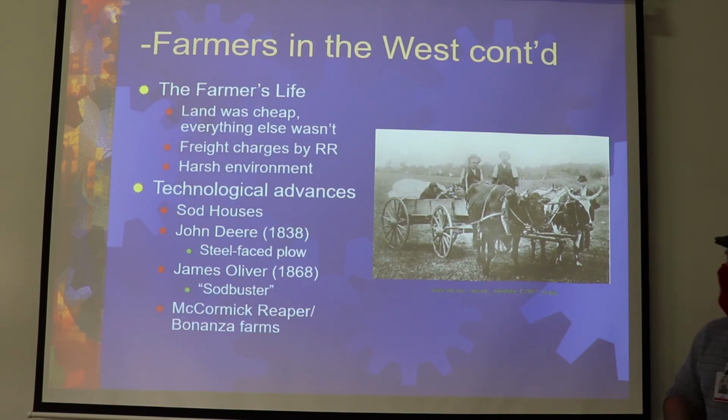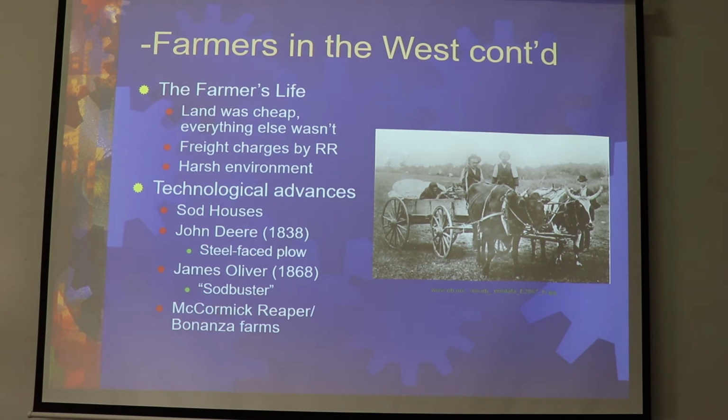Now the farmer's life, the land was cheap, but everything else wasn't. Indeed, the freight charges charged by the railroads, that's what they pay you to either deliver or send back to the east. It was 6 times higher per mile out west than it was in the east. Why? Because there was so much more traffic in the east. And not a lot of railroads went out west.